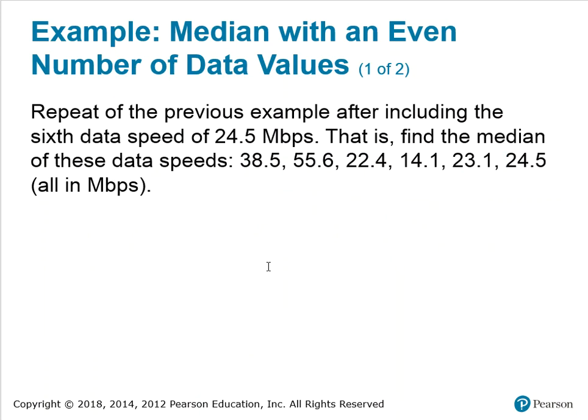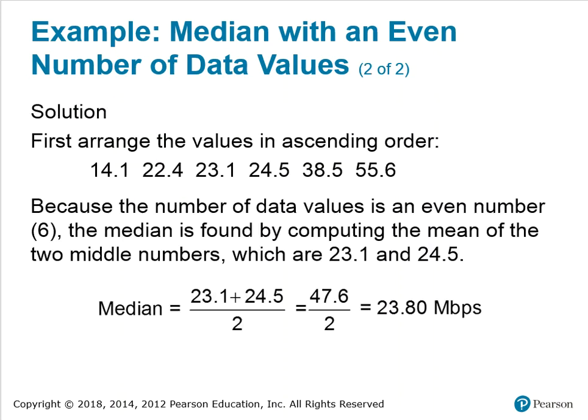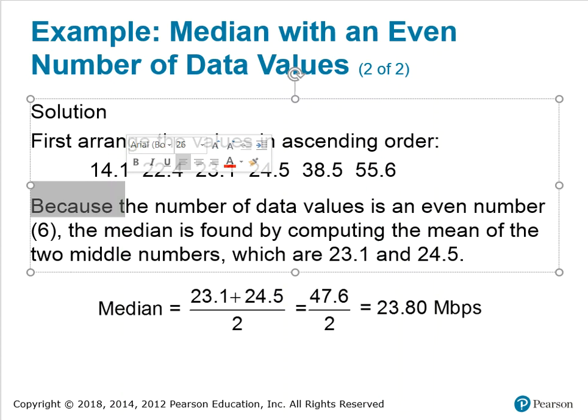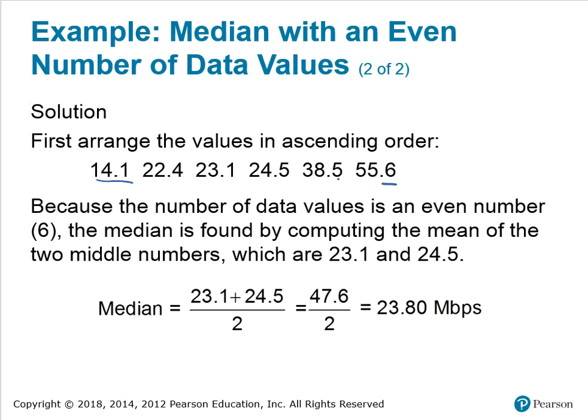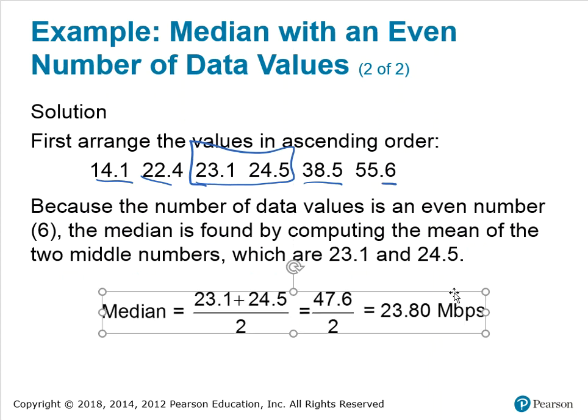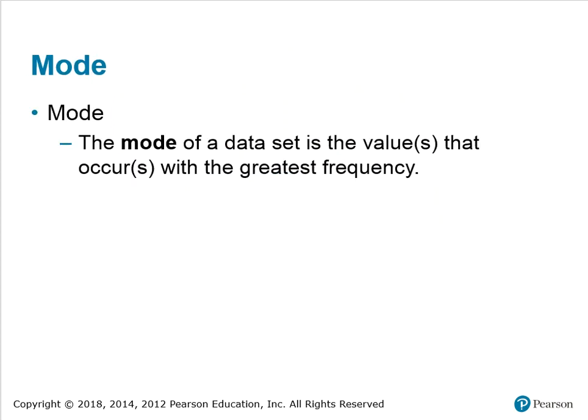Now here I have 6 data values, so I put them in order, and then I still have to find the one in the middle. So here they are in order. If I go through and find the one in the middle, I see that I have 2 of them, so I have to add them up and divide by 2. So if I have 6, in this case, it's 23.8. Notice that my answers are labeled. Make sure you're doing that.